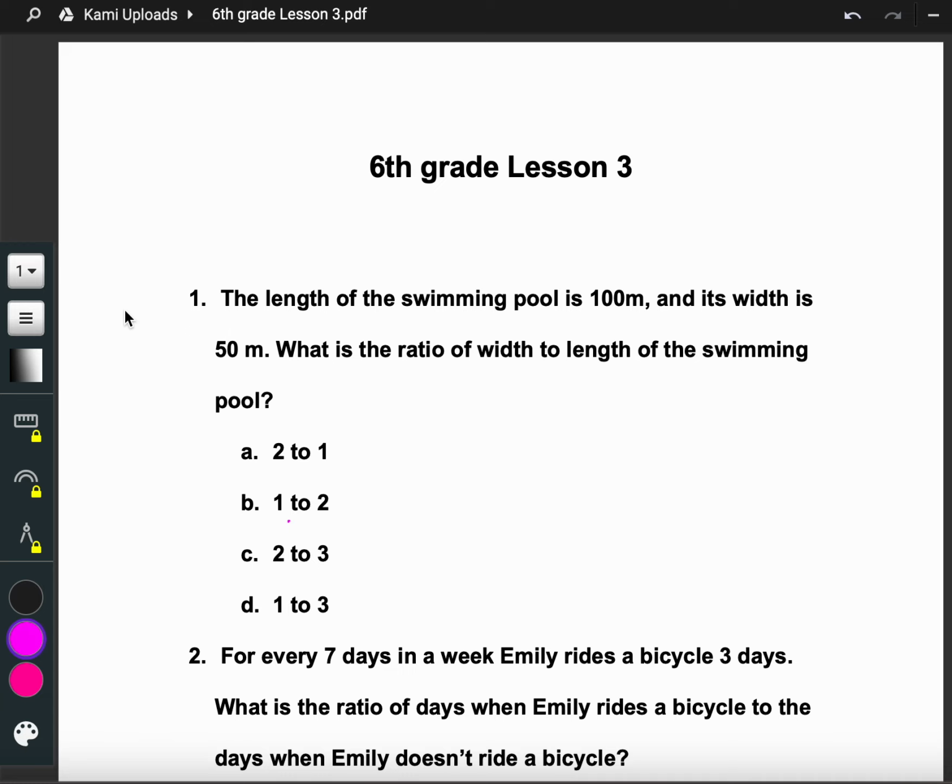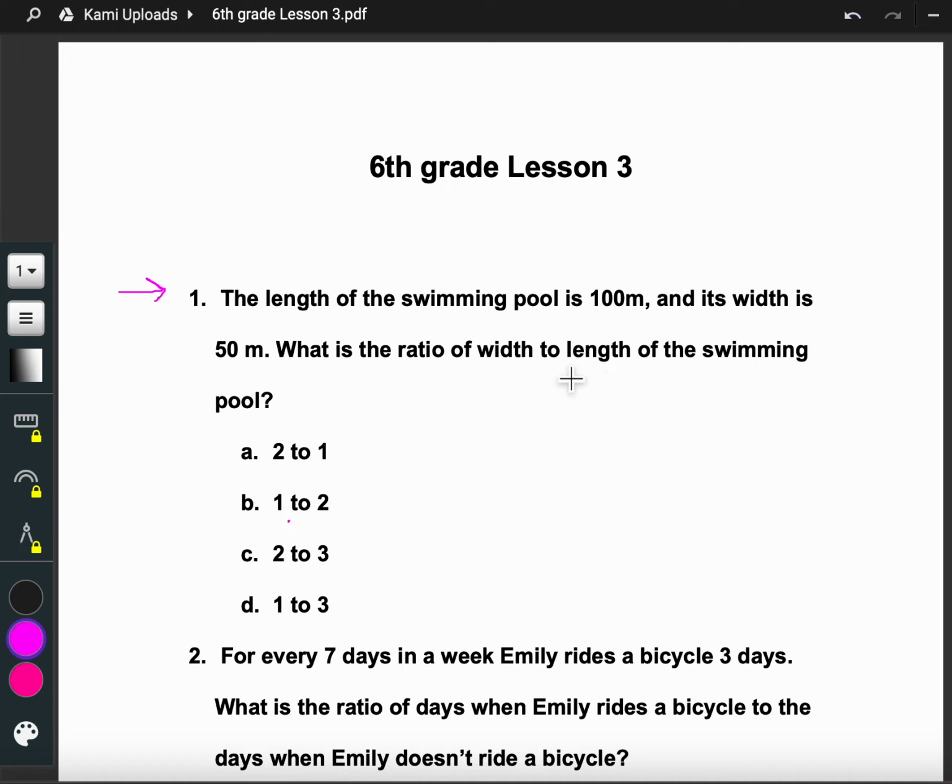Start with number 1. So let's read it. The length of the swimming pool is 100 meters and its width is 50 meters. What is the ratio of width to length of the swimming pool?